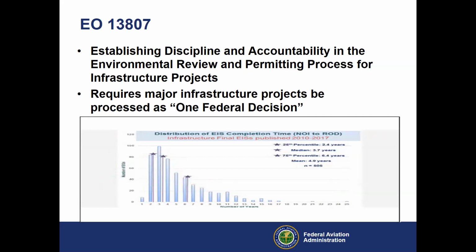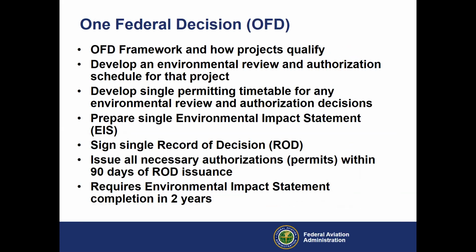We're going to get into a few of the specifics here. And it really applies to major infrastructure projects, and we'll talk about that definition. One federal decision, here's some of the basic tenets. It's one environmental document for your project. It brings in a lot of cooperating agencies and participating agencies to review this environmental document, which coincidentally would be an environmental impact statement, or EIS.